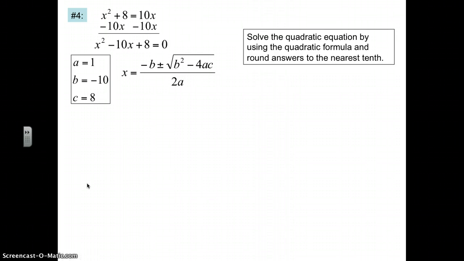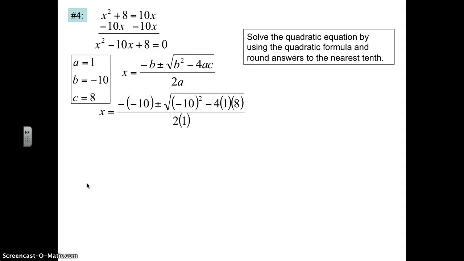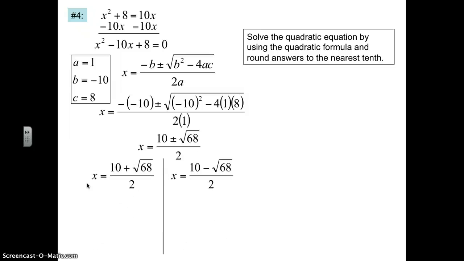Now I can tell my a, b, and c. Substitute it into my quadratic formula. I get something that looks like this. Notice I kept my b in parentheses because it's negative. Everything under my radical sign is 68. And now it wants it to the nearest tenth. So I don't care about simplifying this. So let's work this out.